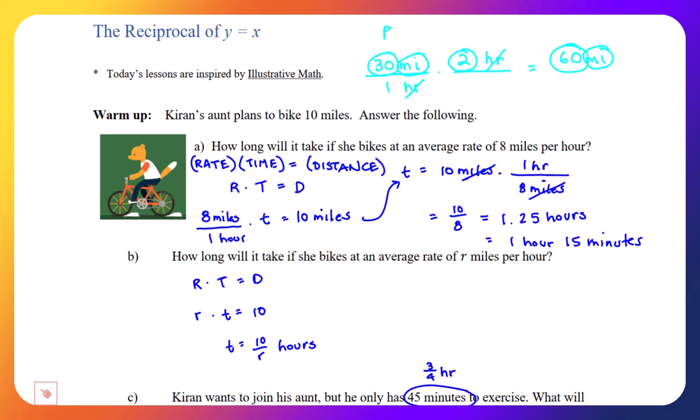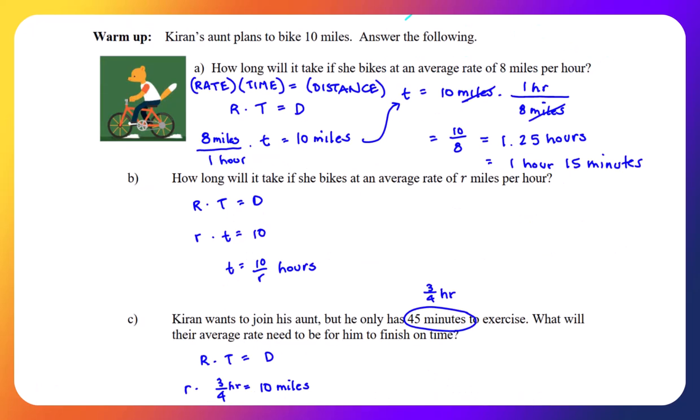And this is a rate, how fast you're going. This is a time, how long you traveled. And this is a distance, how far you've gone. Rate times time equals distance. So in the warm-up, we have a distance.